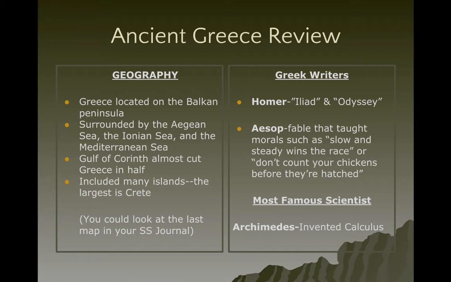And if you go back into your social studies journal and you look at your map of ancient Greece, you'll see that. We talked about the Gulf of Corinth, how it almost cut the mainland of Greece in half. And we talked about how ancient Greece was made up of a lot of islands, but the largest one was Crete. And again, you can look at that in your social studies journal.